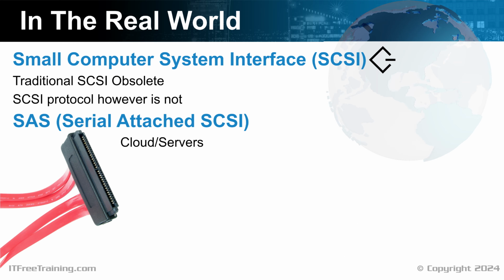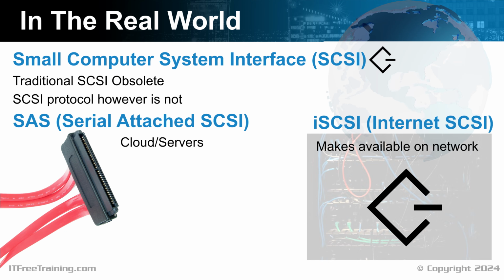The other main place that you may come across SCSI is Internet SCSI, or iSCSI. iSCSI makes SCSI available over the network, and it provides block-level access. Block level means the storage will appear to the computer as local attached storage. Thus, iSCSI can be used to provide storage over the network to a computer, and the computer will see that storage the same way as it would see directly connected internal storage.